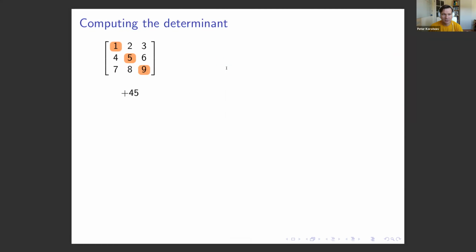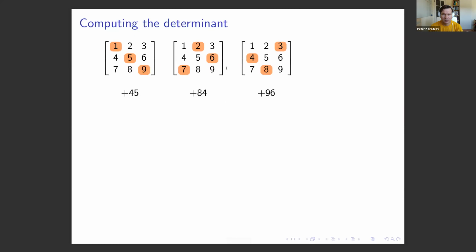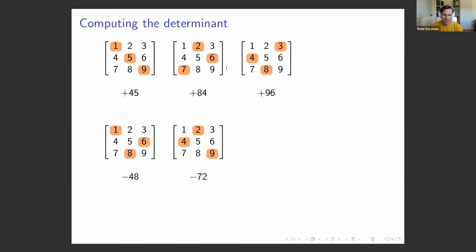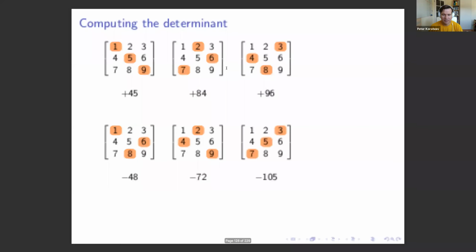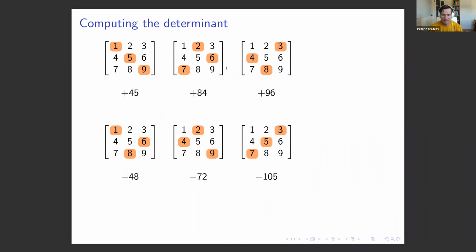Well, multiply the diagonal, 1 times 5 times 9, 45. Then plus this other triangle, 7 times 2 times 6 is 84. Plus 4 times 3 times 8, 96. Minus 1 times 8 times 6, minus 48. Minus 2 times 4 times 9, minus 72. Minus 7 times 5 times 3 is a negative 105.